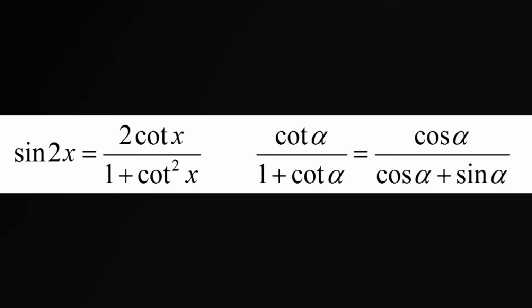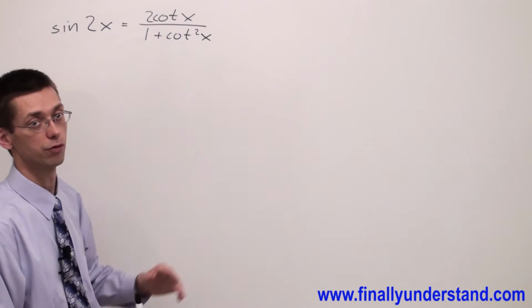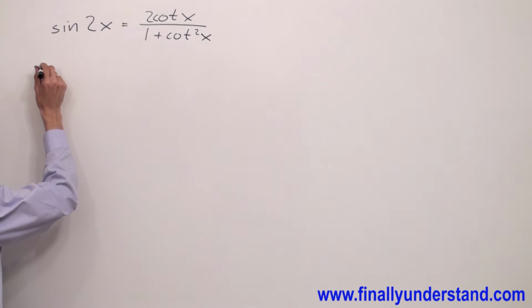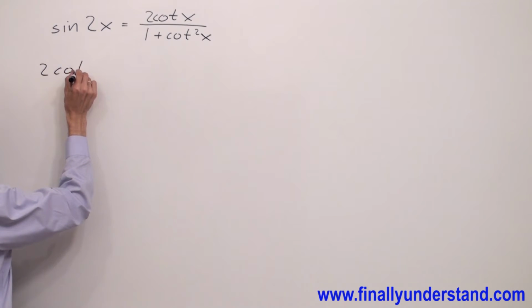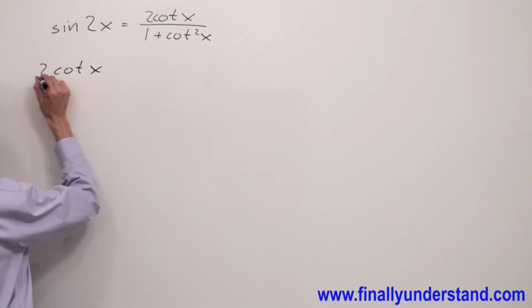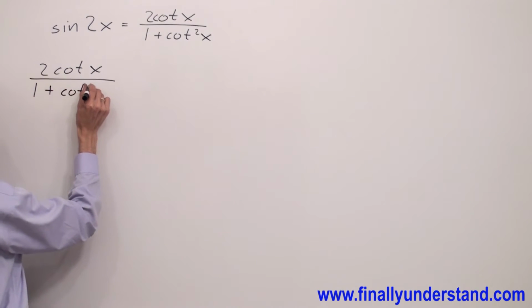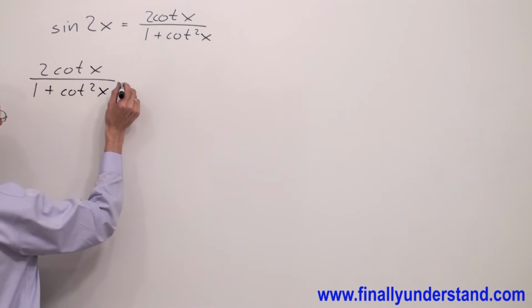Let's take a look at this example. Again, we're supposed to prove that the left side is equal to the right. I'm going to start this time from the right side. Let me copy this down. We have 2 cotangent x over 1 plus cotangent square x.